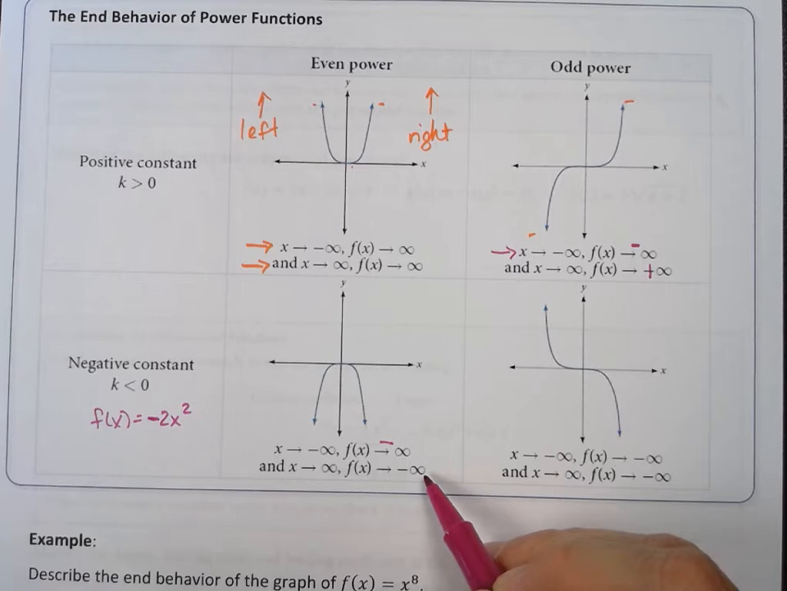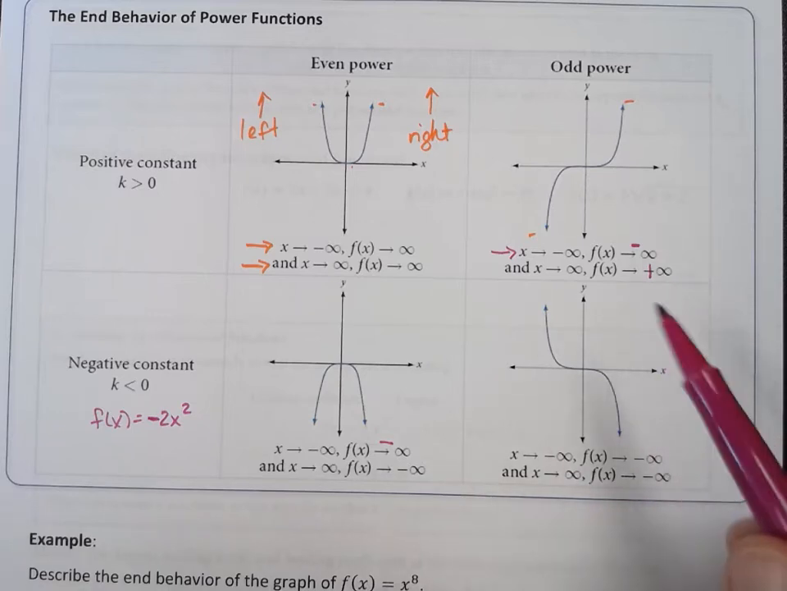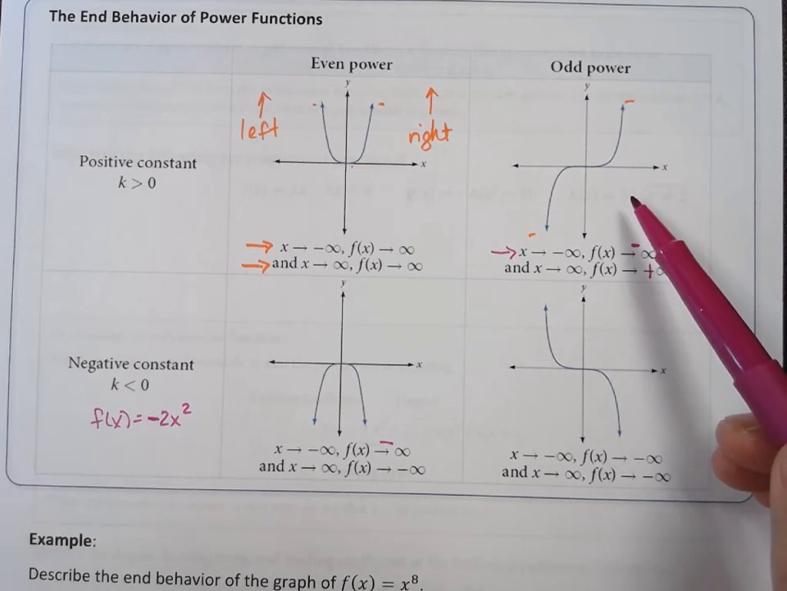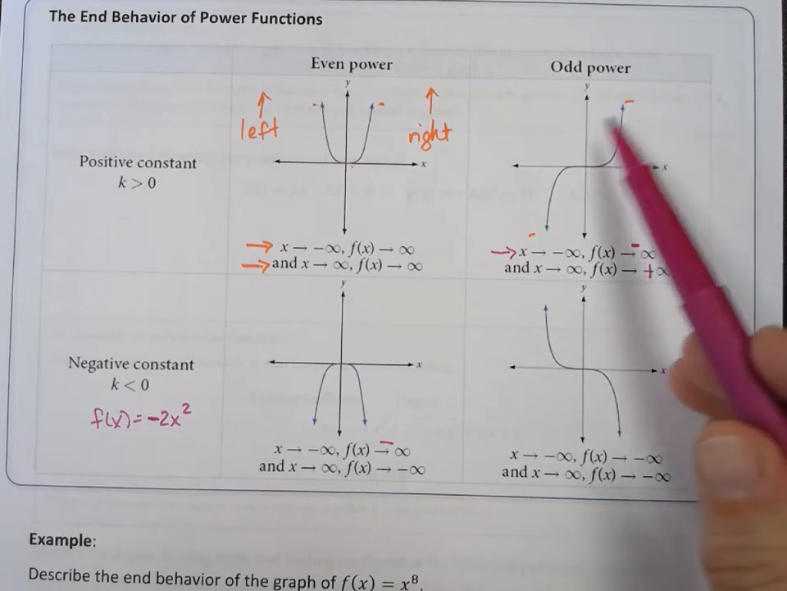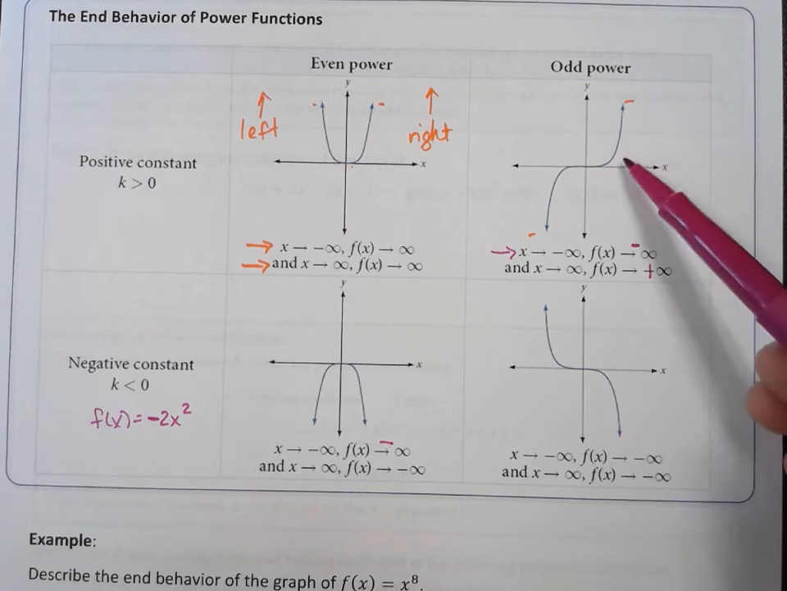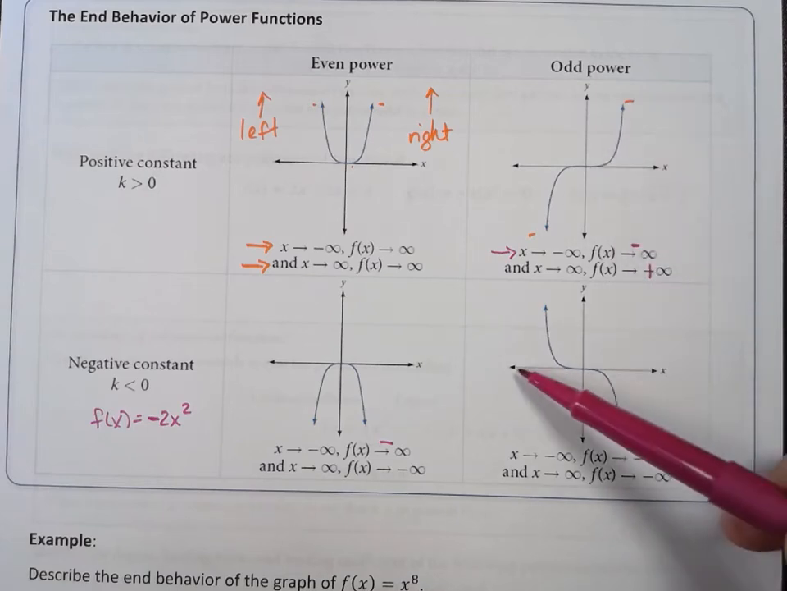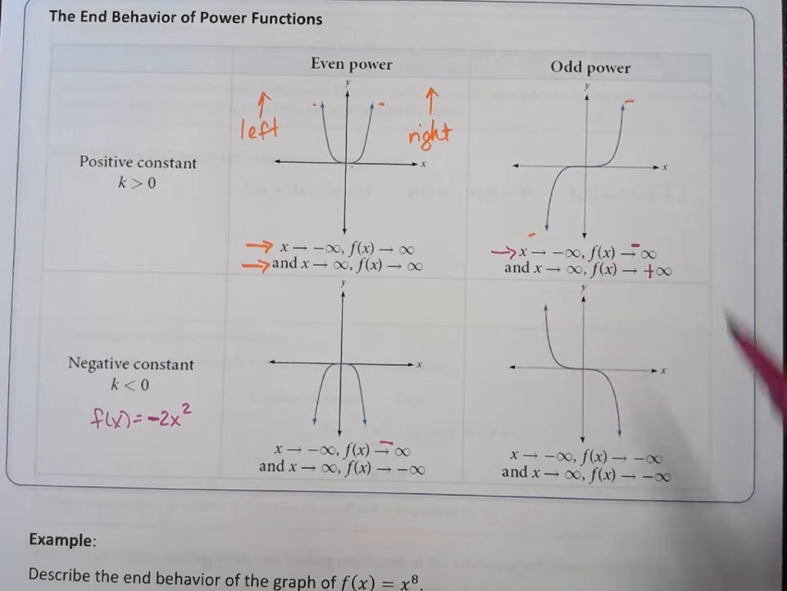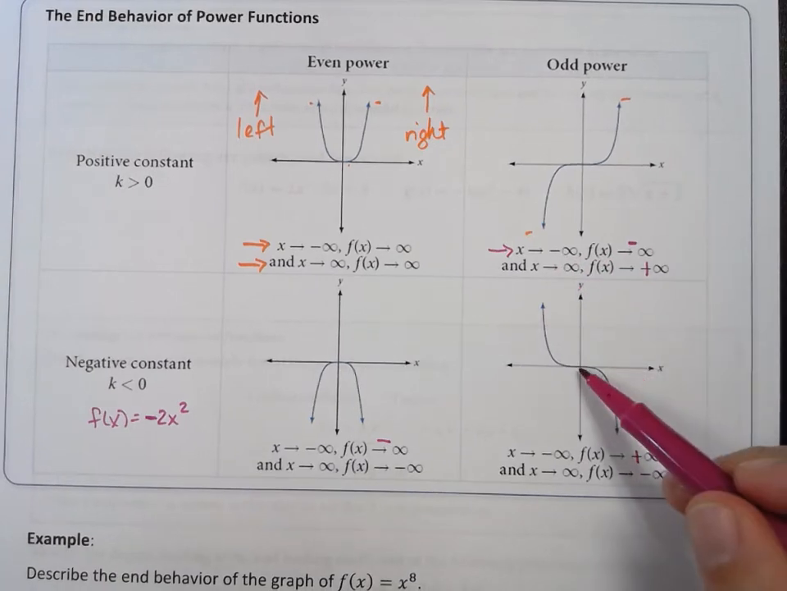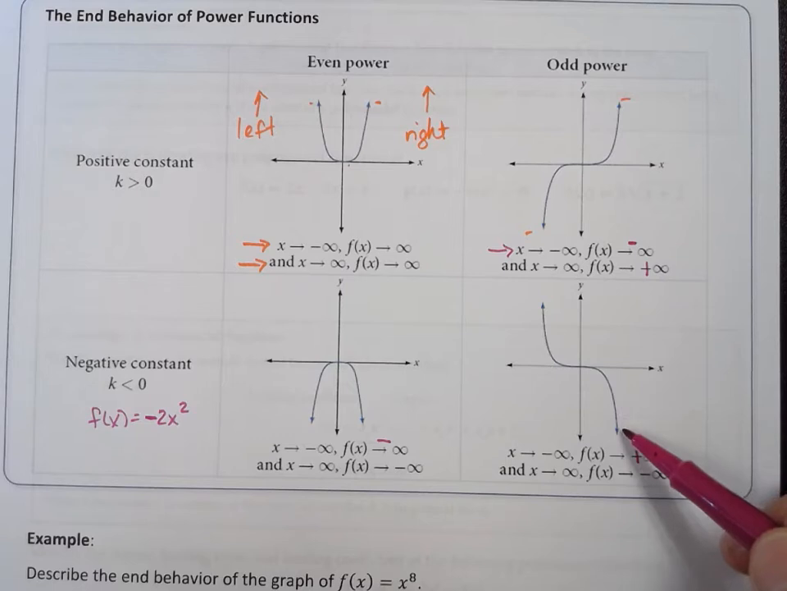And what about the odd powered with the negative coefficient? It's reflected over the x-axis from this one. So if you flip this over the x-axis, you get this graph. That means as x gets smaller, y gets bigger. As x gets bigger, y gets smaller.